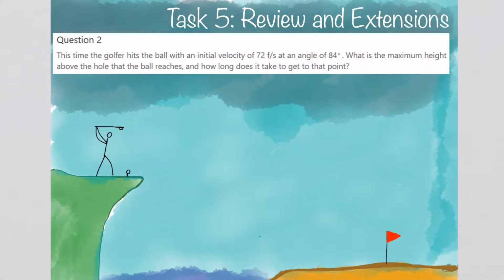Task 5, Question 2. This time, the golfer hits the ball with an initial velocity of 72 feet per second at an angle of 84 degrees. Go ahead and mark the important information from that sentence. I'm going to mark that the initial velocity was 72 feet per second and that the angle of the hit was 84 degrees. If we continue reading, what is the maximum height above the hole that the ball reaches, and how long does it take to get to that point?